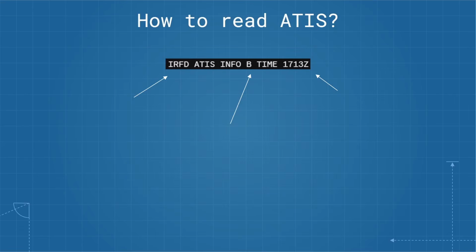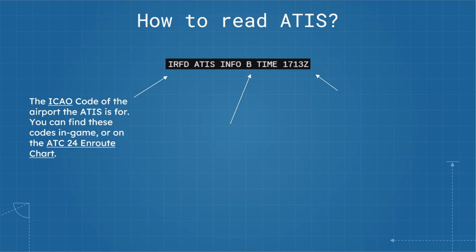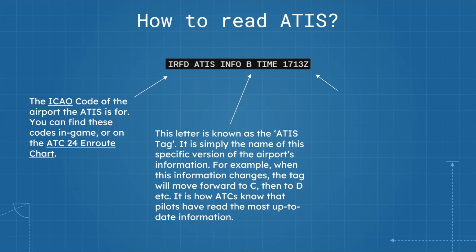Line 1 starts with the ICAO code of the airport the ATIS is for. You can find these codes listed in-game or on the ATC 24 en route chart located in the ATC 24 charts channel. This letter here, B, is known as the ATIS tag or designator. It is simply the name of this specific version of the airport's information. For example, when the information changes, the tag will move forward to C for Charlie and then to D for Delta. It is how controllers know that pilots have read the most up-to-date information.